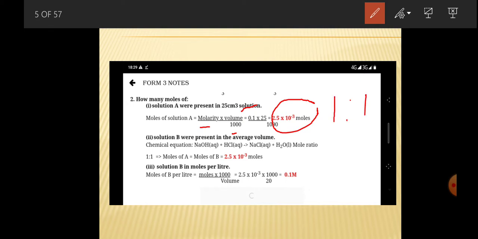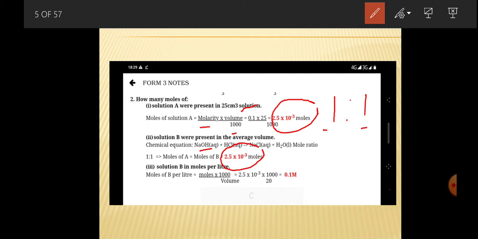So having calculated that, the next obvious question is calculate the moles of B. Remember that our ratio is 1:1. Therefore, from the chemical equation, and you should always write it, you are going to get the same number of moles for HCl as those of sodium hydroxide.